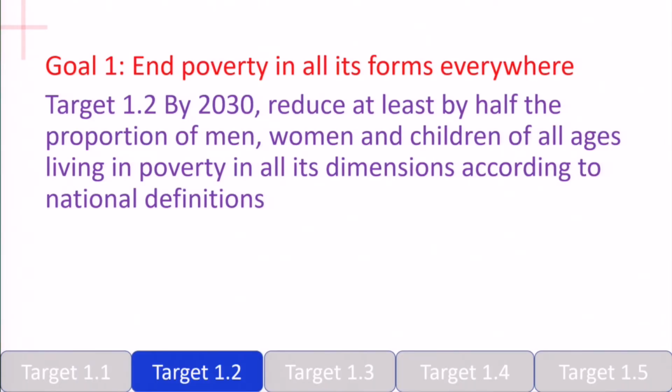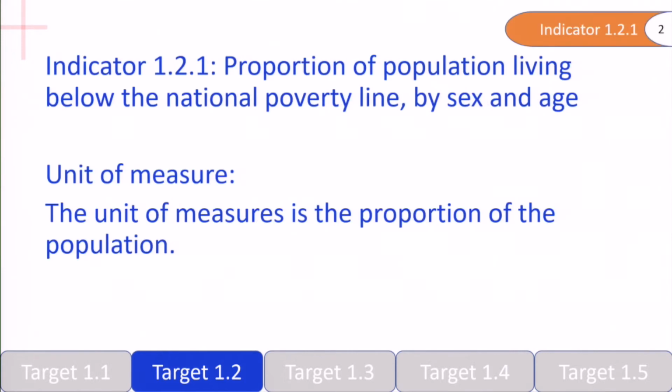The next target is target 1.2, which is that by 2030 we reduce at least by half the proportion of men, women and children of all ages living in poverty in all its dimensions according to national definitions. So, that is target 1.2. The indicator for that is 1.2.1, the proportion of population living below the national poverty line, by sex and age. The unit of measure is the proportion of the population.